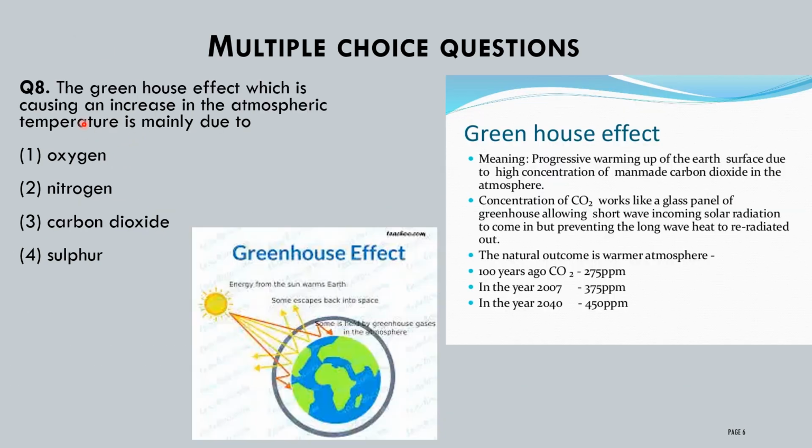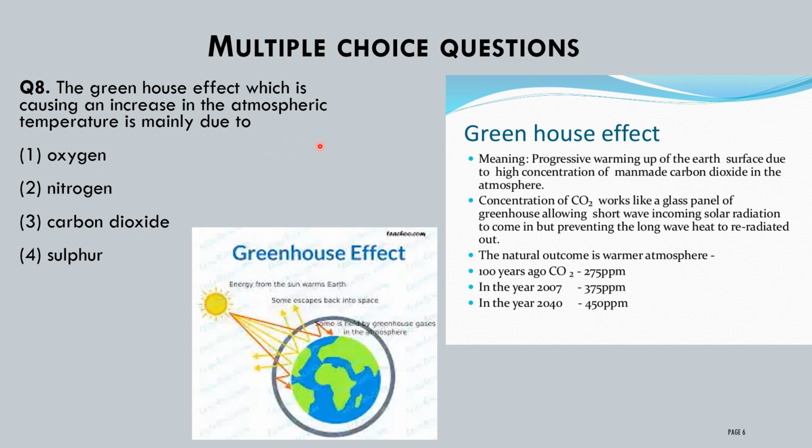Let us discuss the next question. The greenhouse effect, which is causing an increase in the atmospheric temperature, is mainly due to which gas? Option 1, oxygen; option 2, nitrogen; option 3, carbon dioxide; option 4, sulfur.